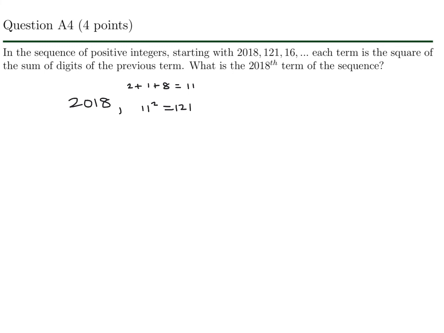Okay, let's do it again. The sum of the digits of 121 are 1 plus 2 plus 1, which is 4. And then now we have to square it. So that's 16. And that's how they got that 16. So that's sort of the process. Okay, let's keep going here.